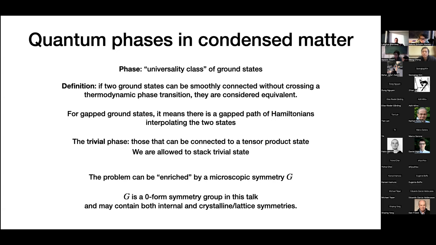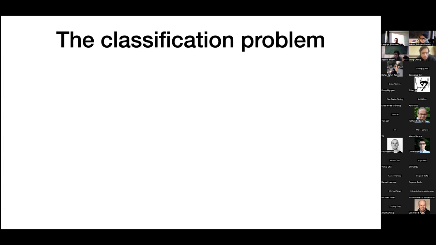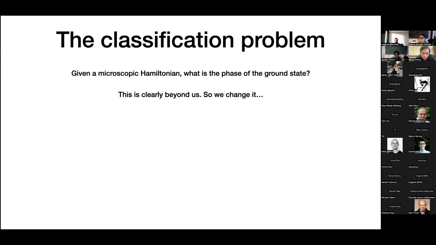All right, so now what are we going to do with this concept? Well, let me define this problem of classifying phases. Of course, the problem that we really want to understand is to figure out what's the phase of a ground state for a particular given microscopic Hamiltonian, for example, a Hubbard model or a Heisenberg model on some lattice. But this is difficult, and answering this in generality is clearly beyond us.